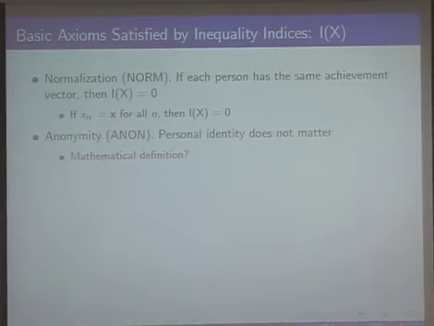Anonymity: personal identity does not matter. Now, can anyone tell me the mathematical definition? Maria Emma definitely had introduced it. Permutation. So if you pre-multiply by a permutation matrix, then inequality should remain the same. So what happens if you post-multiply by a permutation matrix? What does that mean?